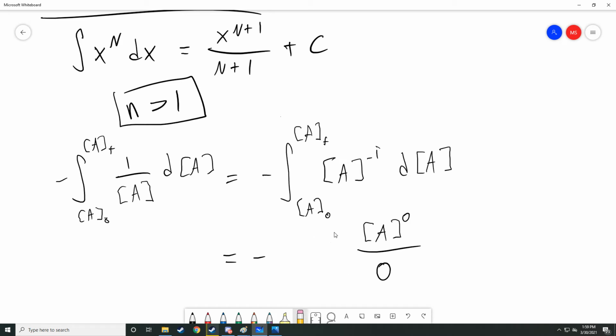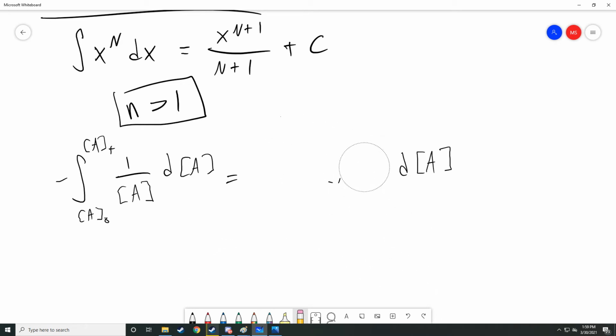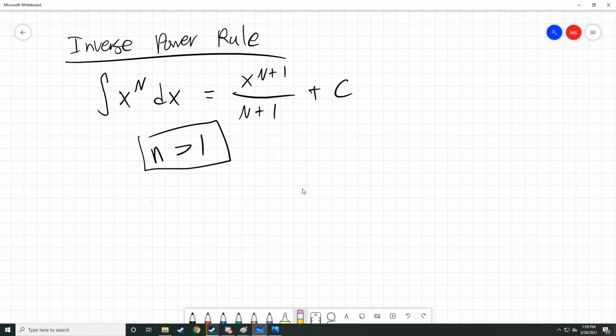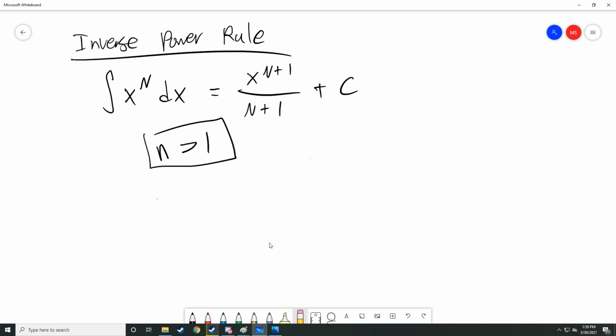So that's why the integrated rate law for a first order reaction involves a natural log, because if you try and use the inverse power rule, you're going to divide by 0, and that's not good. So with that caveat out of the way, let's go back to deriving our integrated rate law for cases where n is greater than 1 using the inverse power rule. So let's go ahead and look at this.